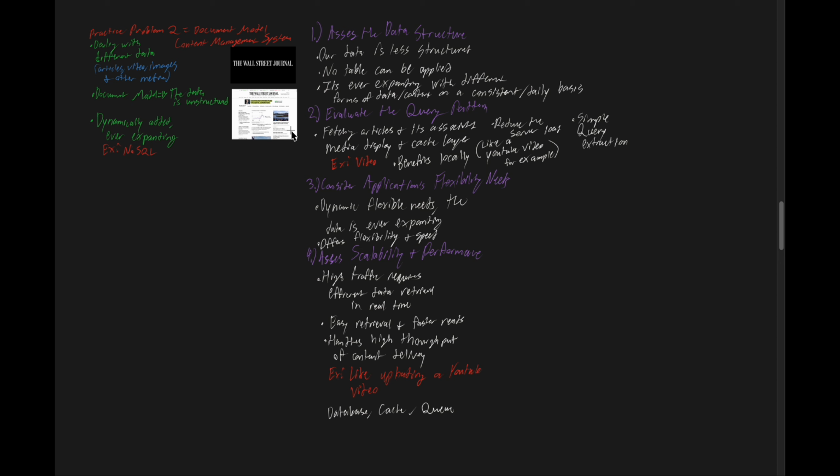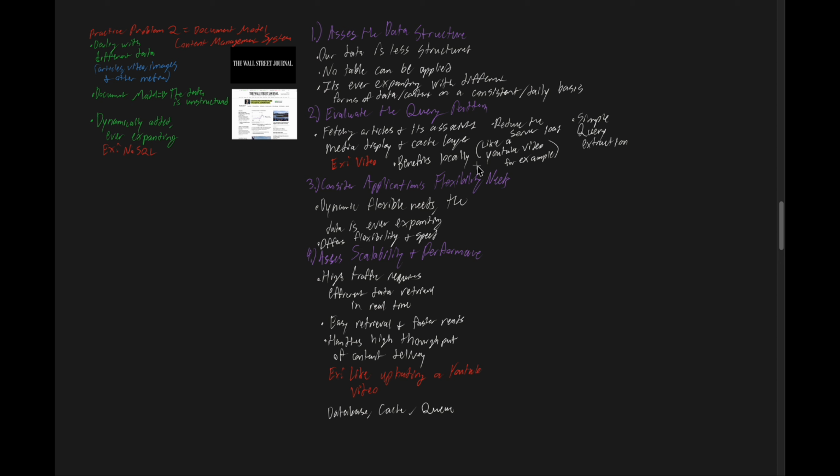The system that we are applying it to is ever expanding and requires fast retrieval as well. We need to evaluate the query pattern, like how efficient it will be if we have different forms of media. For instance, that could be very high amounts of gigabytes of storage. We need to fetch articles and their associated media display and cache layers, like for instance the video, and it's beneficial locally because one could have parts of media already stored locally to the user. It simplifies query processes, and it's a simple query extraction to be able to get that specific form of media.